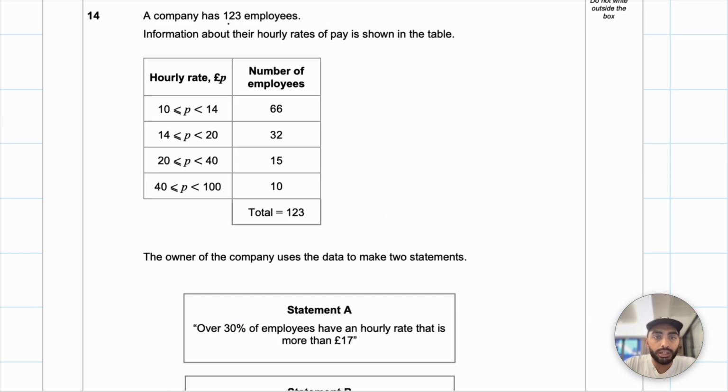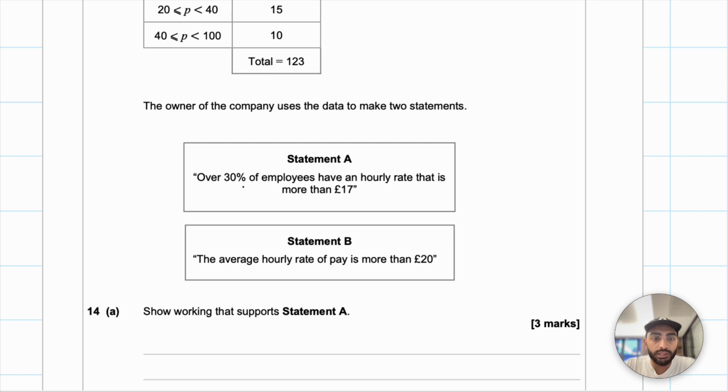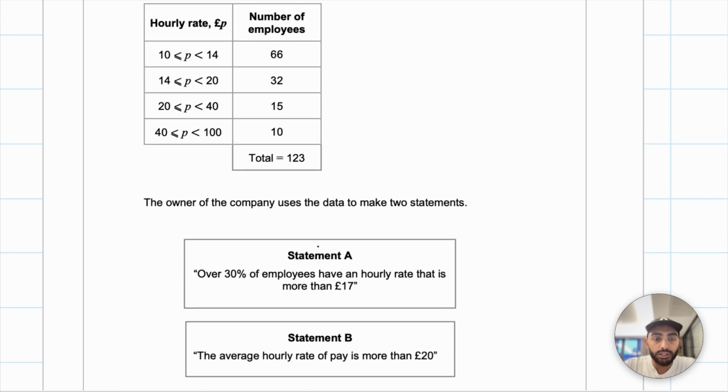Question 14, a company has some employees and this table shows us their hourly rates. So 66 people have an hourly rate that is equal to 10 or less than 14. Statement A says over 30% of employees have an hourly rate that is more than £17. Show working that supports statement A. So we're trying to prove that more than 30% earn more than £17.